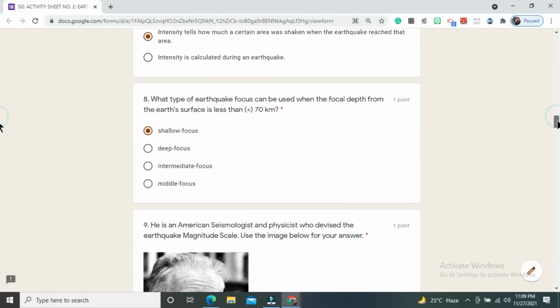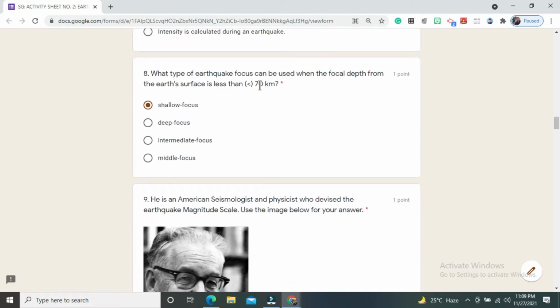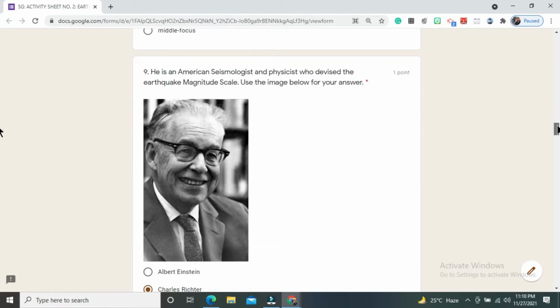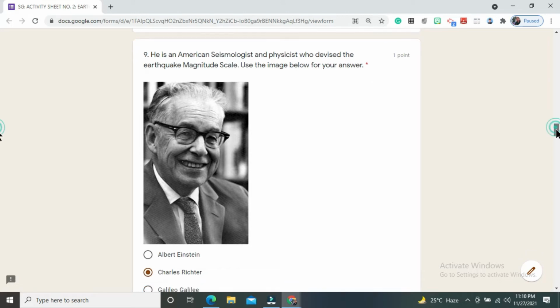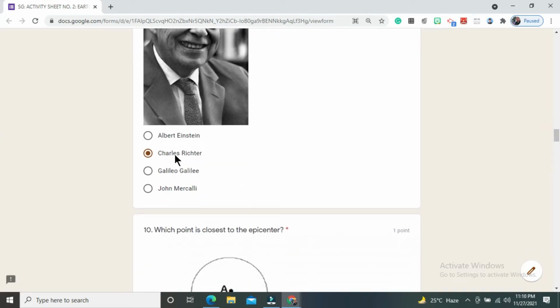Question number 8. What type of earthquake focus can be used when the focal depth from the Earth's surface is less than 70 kilometers? The correct answer is shallow focus. Question number 9. He is an American seismologist and physicist who revised the earthquake magnitude scale. Use the image below for your answer. The correct answer is Charles Richter.